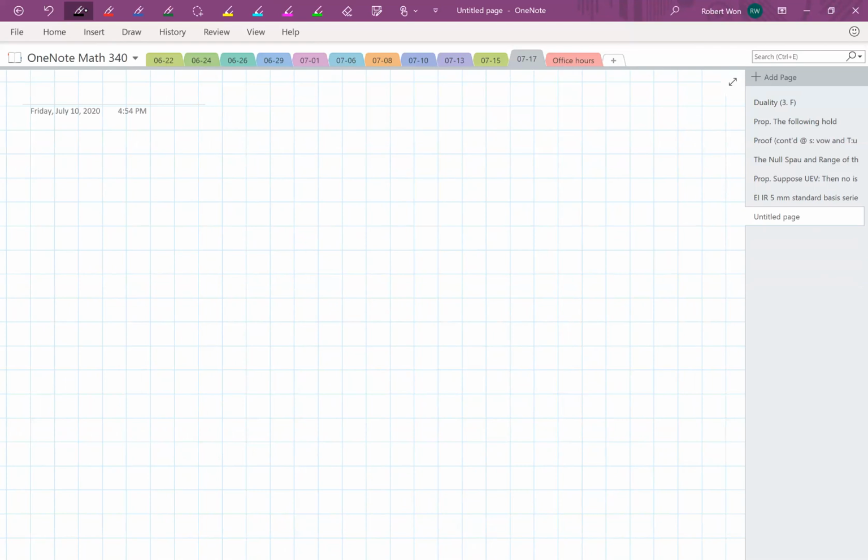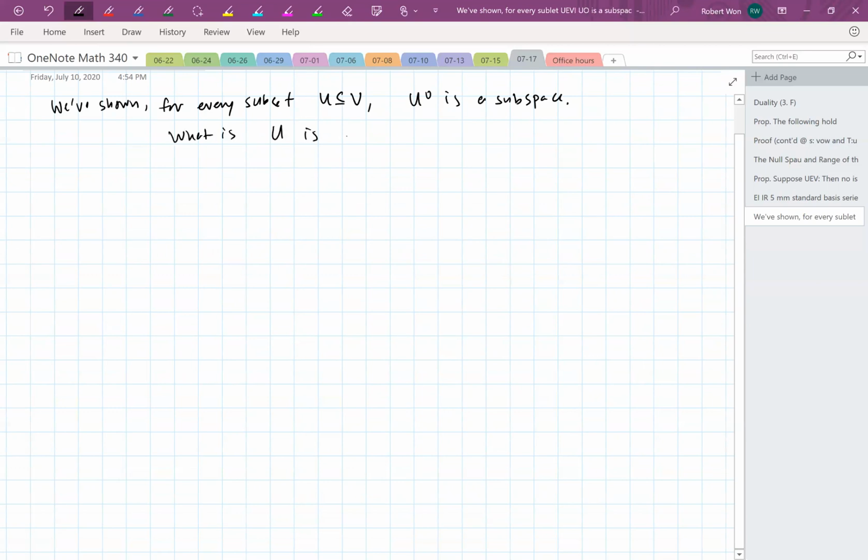So we've shown that for every subset U, the annihilator is a subspace. Okay, but what if U is a subspace, as it was in this previous example? Then U is a subspace, and the annihilator of U is a subspace. Of course, one is a subspace of V, and one is a subspace of V dual. But you can still ask, how are they related?